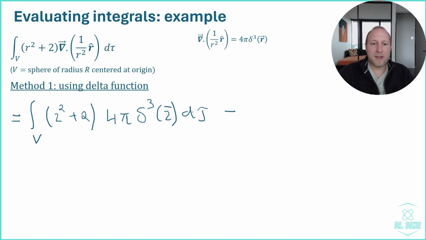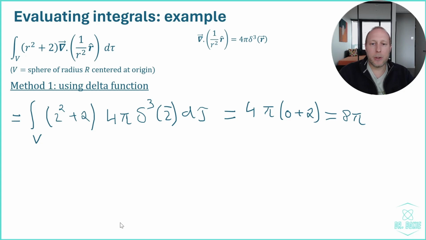And what this gives us is 4 pi times the value of r squared plus 2, where we have to plug in for r the value where the peak of the delta function is, which is the origin. So we plug in 0 for r, and so we find 4 pi times 0 plus 2, and so we find 8 pi. So this is the result of this integral using the delta function approach.